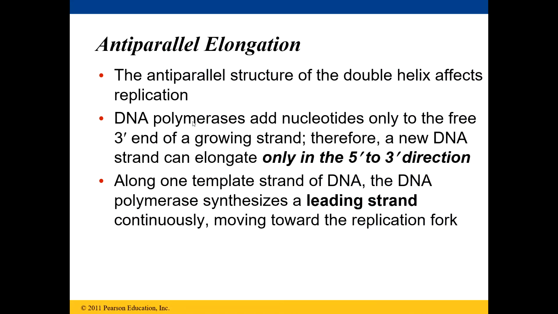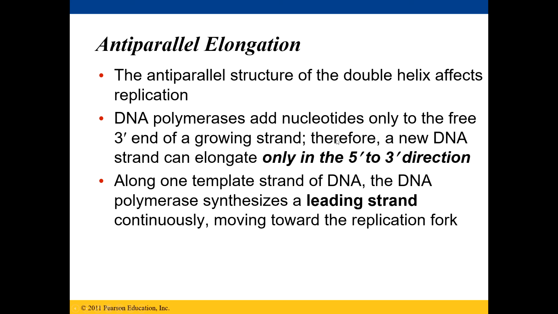Then we have what is known as antiparallel elongation on page 101. Remember, this is going in two different directions. And so the antiparallel structure of the double helix affects how replication is going to occur on either end. And as it mentions here, DNA polymerases add nucleotides only to the free 3' end of a growing strand. Therefore, a new DNA strand can elongate only in the 5' to 3' direction. You'll come across this quite a bit in your readings.